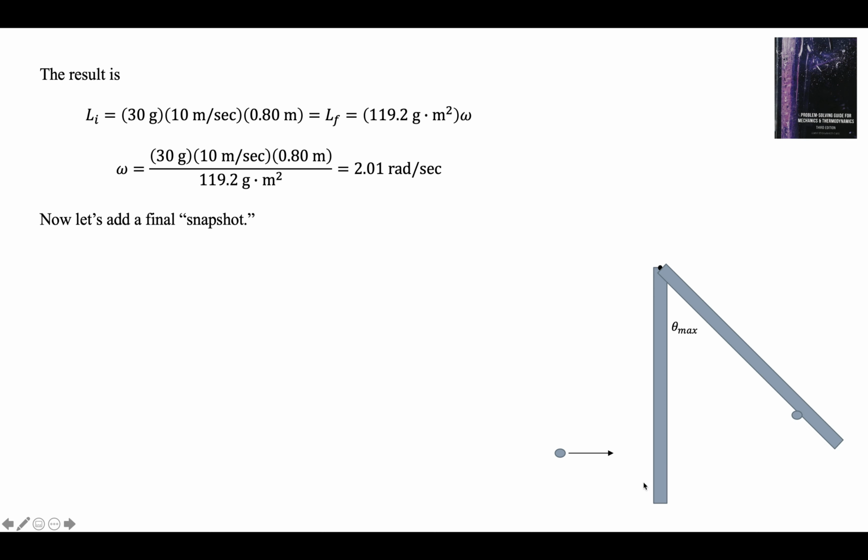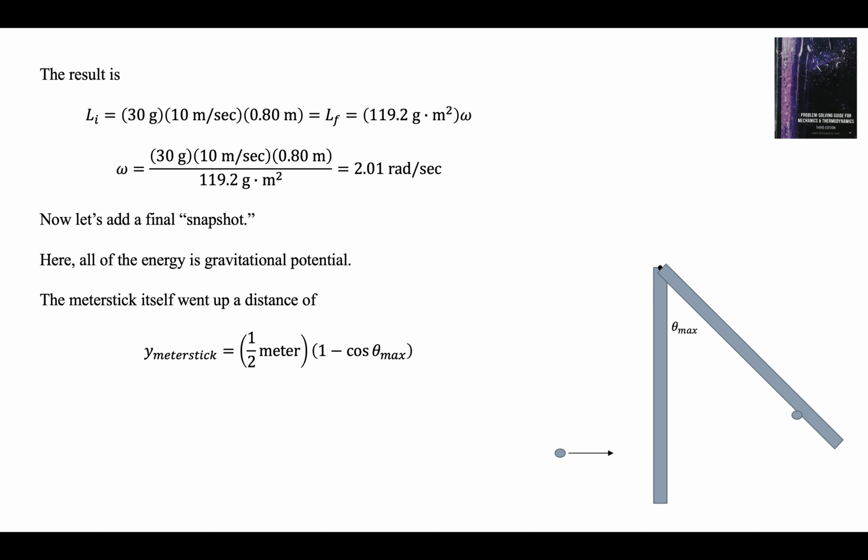And it's going to stop because of gravity. Gravity is going to eventually stop it at this theta max. We have to calculate theta max. This is the second or third snapshot, if you will. The first snapshot is just this guy moving. The second snapshot is the clay stuck to the meter stick and the meter stick going up at 2.01 radians per second. And the final one is everything's at rest, nothing's moving, and it's up in the air at some angle, theta max. The meter stick itself, using the center of mass, went up a half a meter times 1 minus cosine theta max, and the clay went up 0.8 meters times 1 minus cosine theta max.